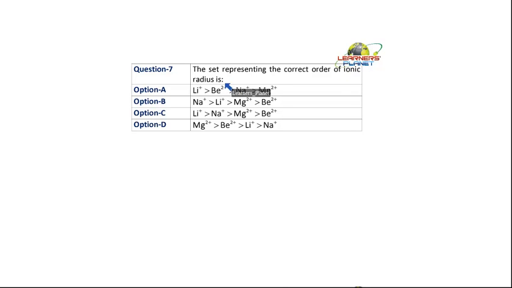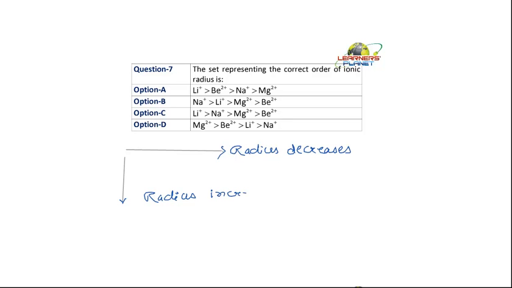The set representing the correct order of ionic radius is. So, while finding out the ionic radius, what I told you was, while doing such questions related to the periodic properties across the period and down the group, right? Across the period, what happens? The radius decreases. Down the group, what happens? The radius increases.